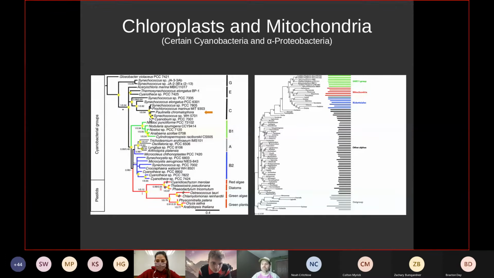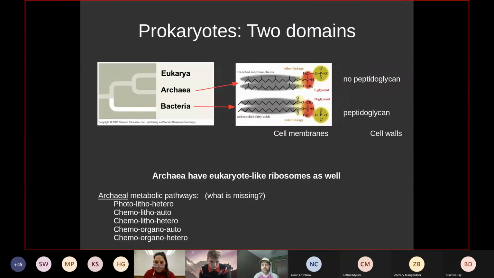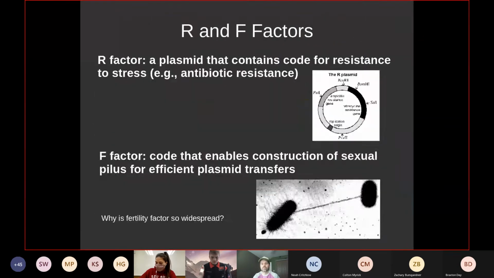And so one of those is what kind of linkage is in the cellular membrane. Ester. Okay, so we should be able to look at the membranes of cyanobacteria and see ester linkages. We should also see the same thing in mitochondria.